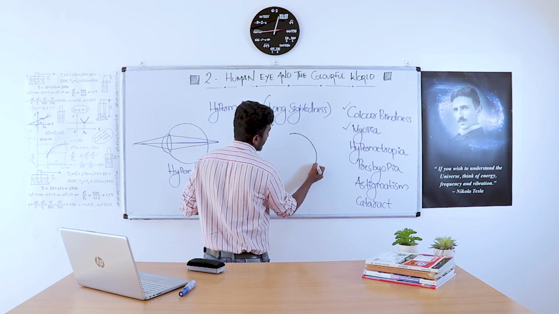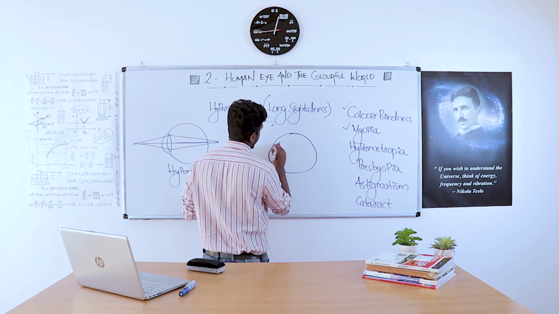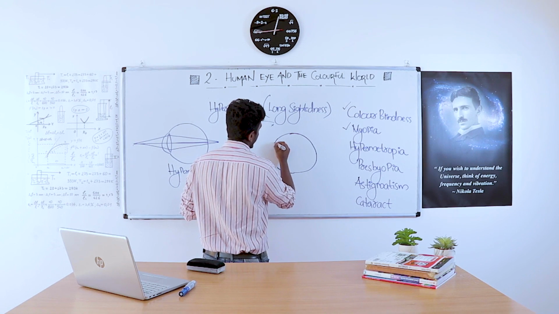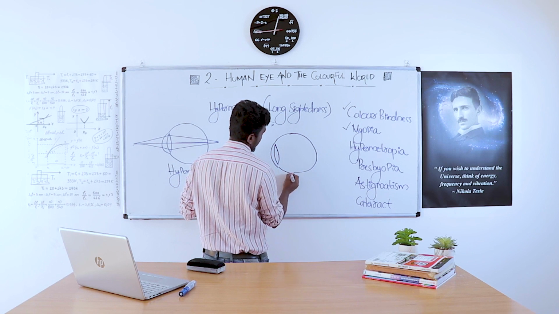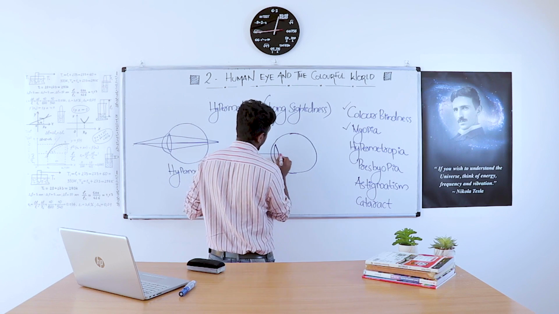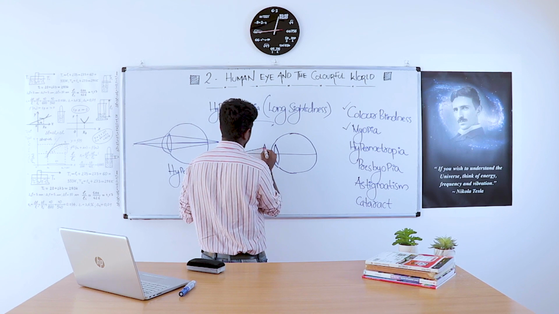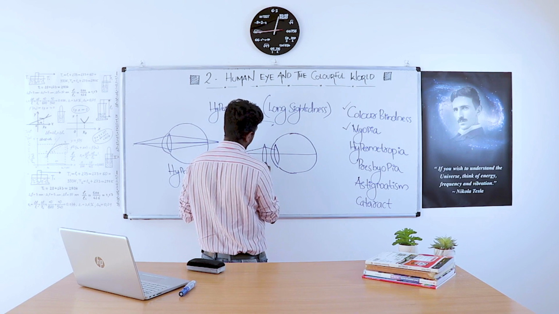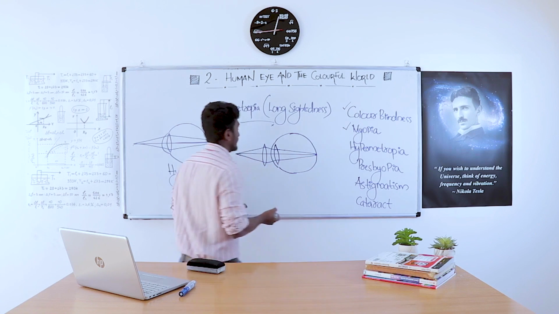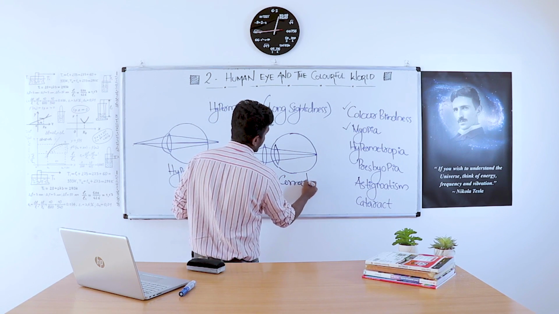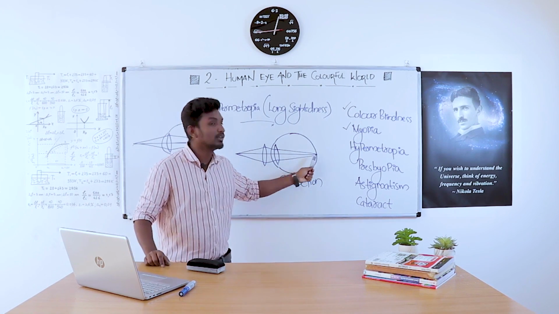So this is the figure for correction. This is the correction for hypermetropia. Now look, the image is formed on the retina.